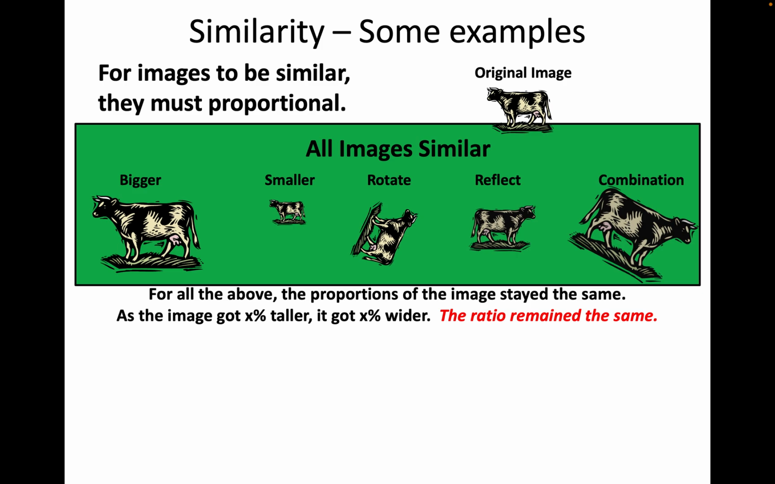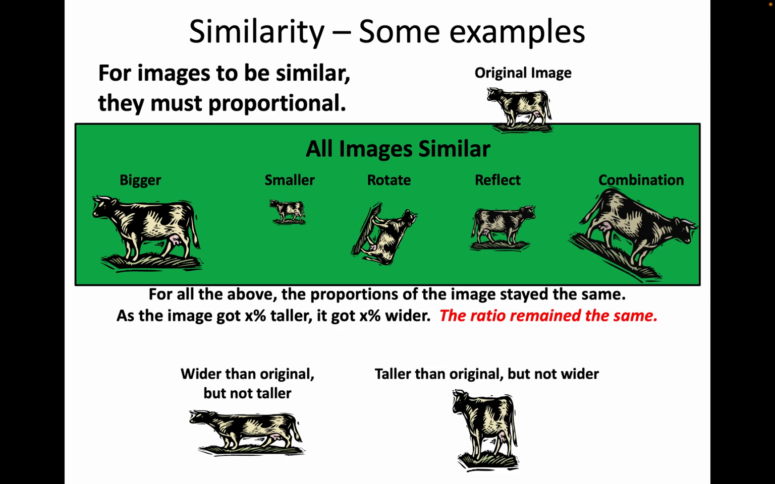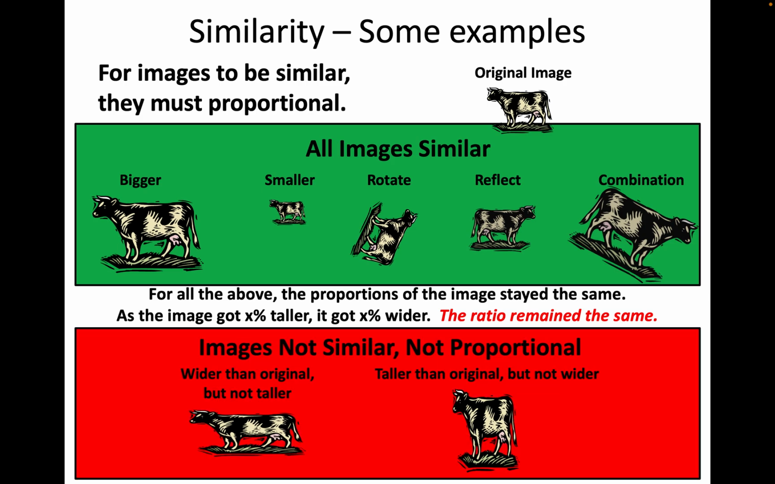Now, that doesn't have to be the case. For example, I could have taken that original image and stretched it out wider, but not made it taller. So I changed the width without changing the height. Or I could do the opposite and change the height without changing the width. But in these two examples, you'll see that these are not similar because they are not proportional. The ratio of my height to my width is not the same as it was in the original image. So those two that are in red are not similar, while all the ones that are in green are because they are proportionate. The ratio of my height to my width has stayed the same.